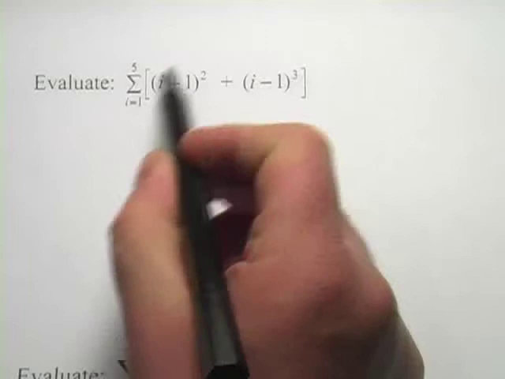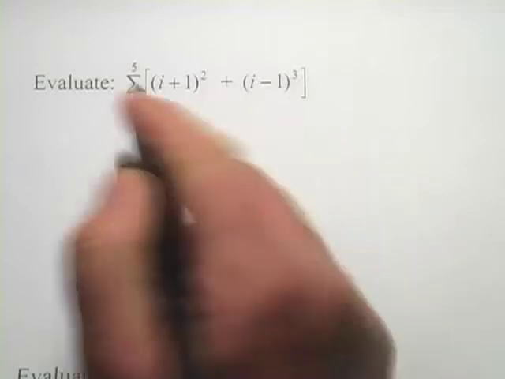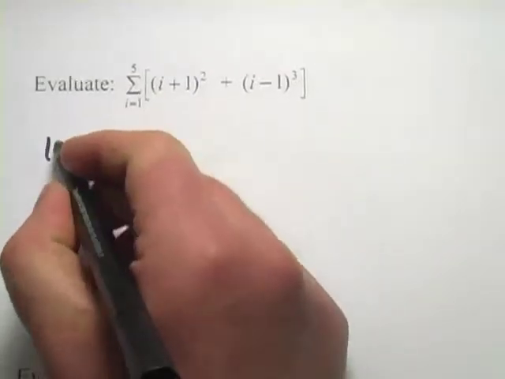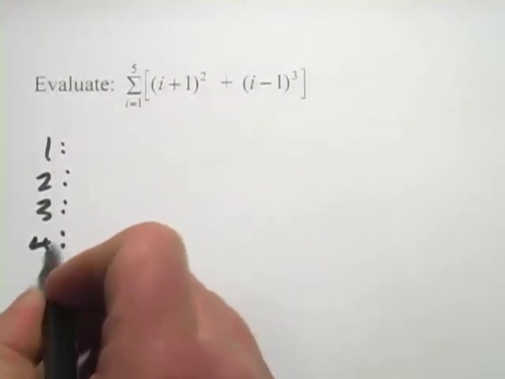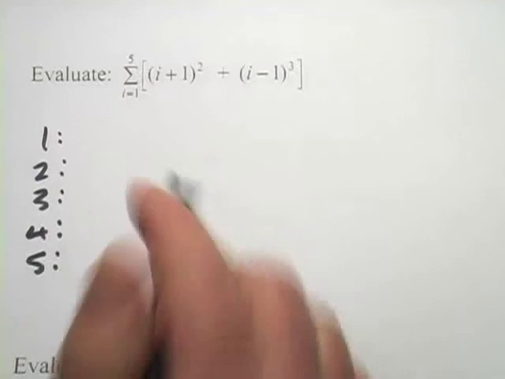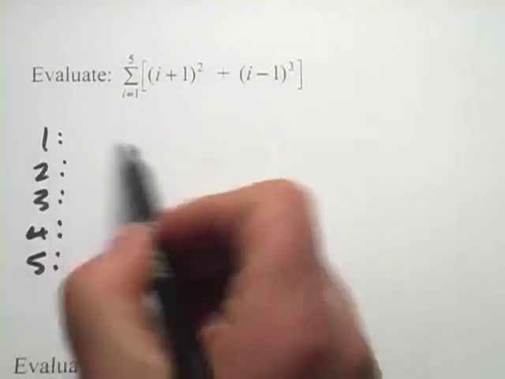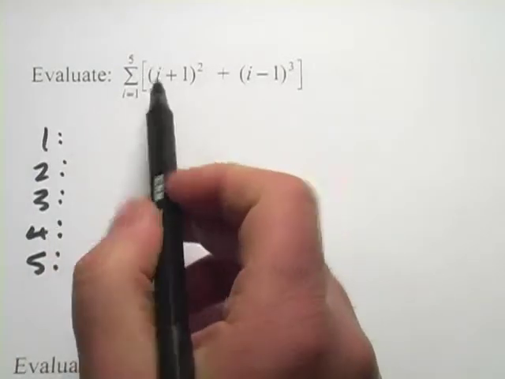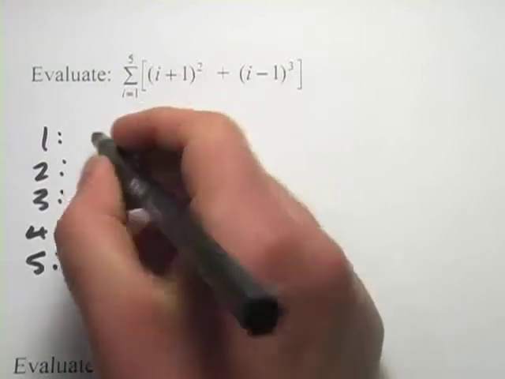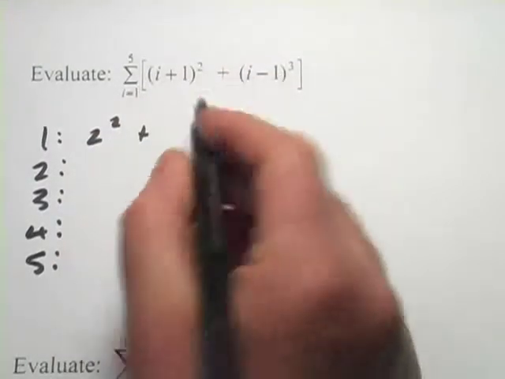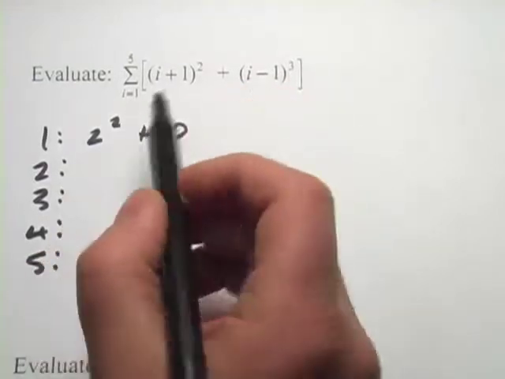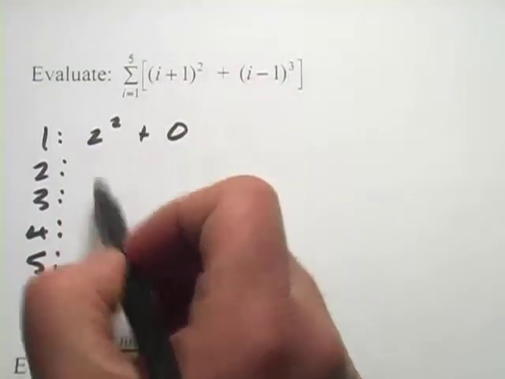So in this, I'm going to have to evaluate this expression 5 times, once where i equals 1, and then again where i equals 2, where i equals 3, 4, and 5. So I'm just going to go ahead and write out this expression for each of those situations. So where i equals 1, 1 plus 1 would be 2. That would be squared. And then plus, well, 1 minus 1 would be 0.